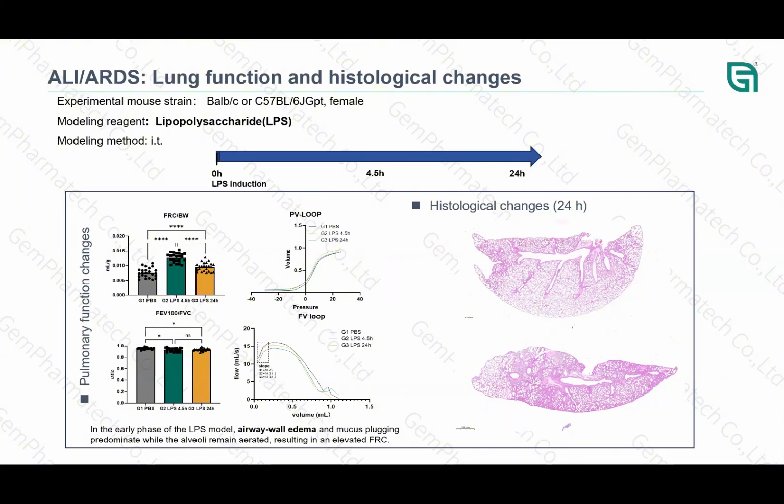As shown in the slide, we first examine the functional and pathological changes in the mouse lung. Pulmonary function results indicate that after LPS induction, the overall functional residual capacity, the FRC, of the lung increased significantly due to the lung injury and edema. While the expiratory obstruction also increased slightly, the pathological findings demonstrate that even at 24 hours post-induction of LPS, there was still obvious inflammatory cell infiltration in the lung tissue.